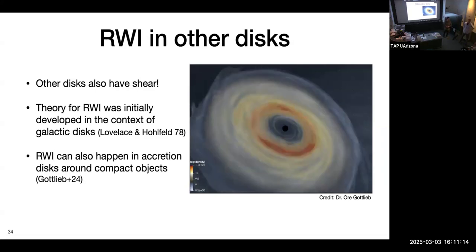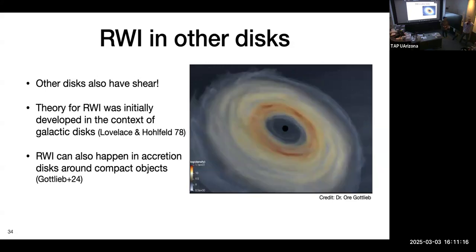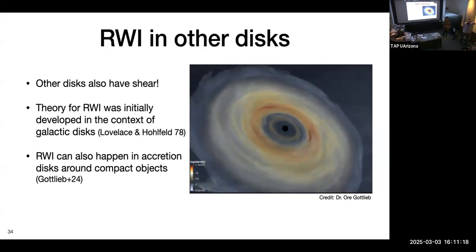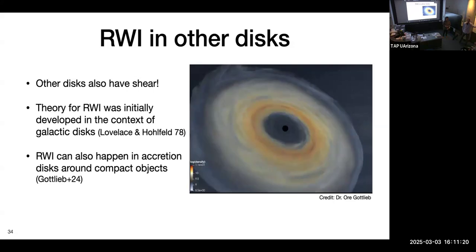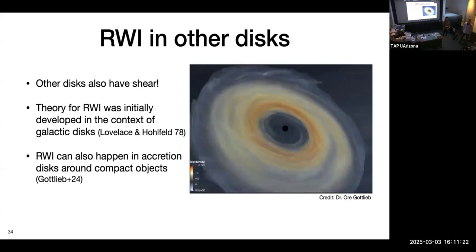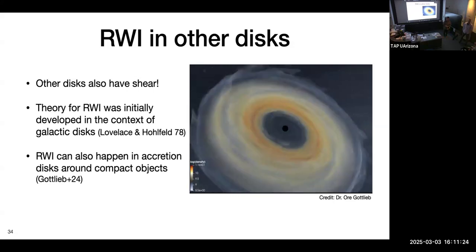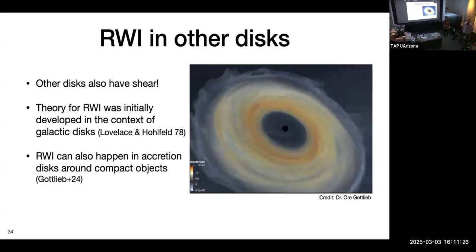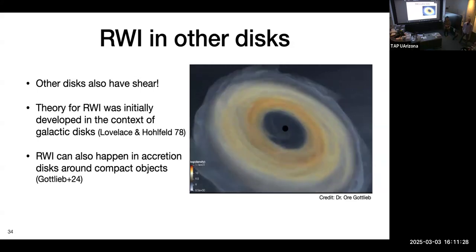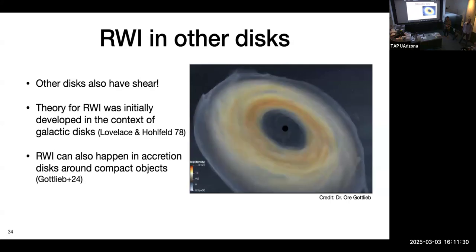Just to add to that, people have studied the interaction of magnetic fields with RWI in protoplanetary disks as well. But it depends on whether it's ideal or non-ideal MHD, whether the magnetic fields prevent this from occurring or not.